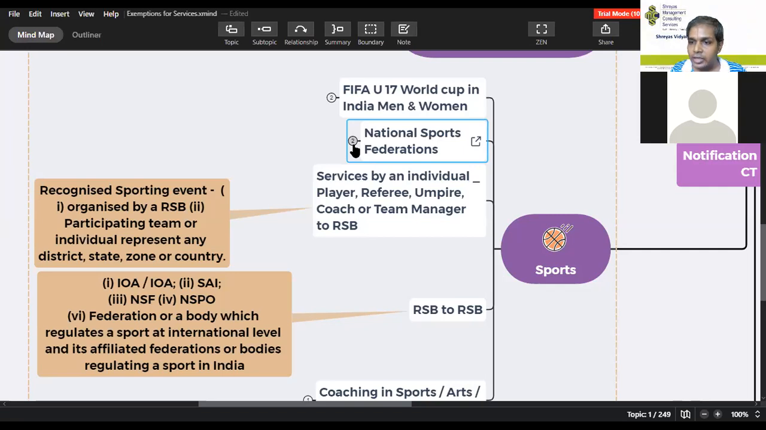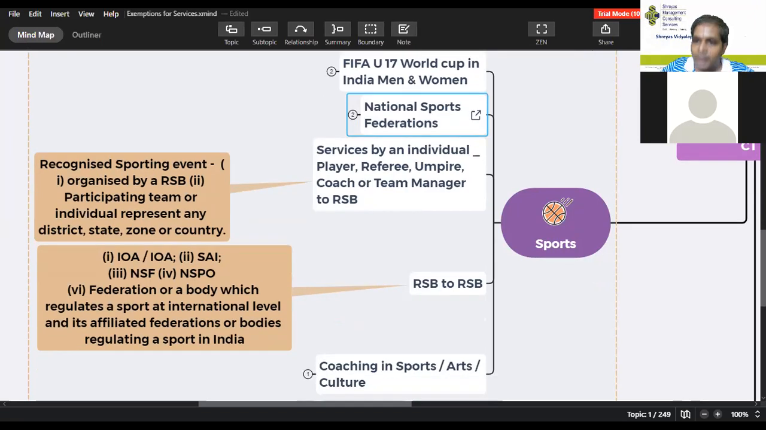Now let's look at more on the sports, like sale of tickets. We'll discuss that under entertainment activity. We'll again discuss that point. Maybe I could have put it here, but I just mentioned it under entertainment also. Next one is about the players.